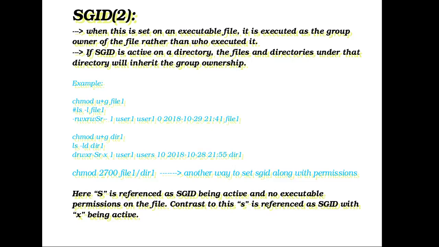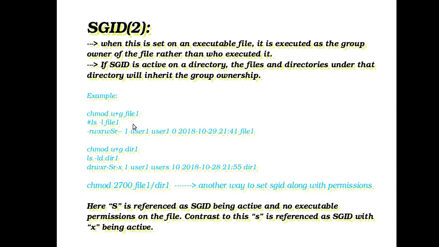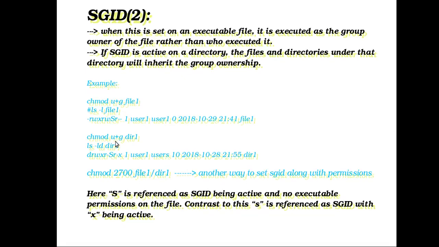And if the SGID is set on a directory, the files and directories which are under that directory will inherit the group ownership of that directory. So to set an SGID on a file, you could use chmod g plus s, similar to the u plus s that we have seen in SUID, and a file name. This would change the permissions, setting an s in the place of x in the group owner permission set. Similarly, you could also use g plus s on a directory as well.